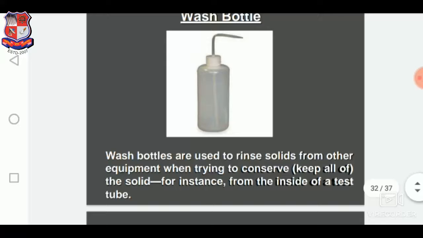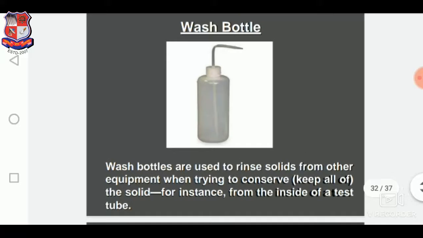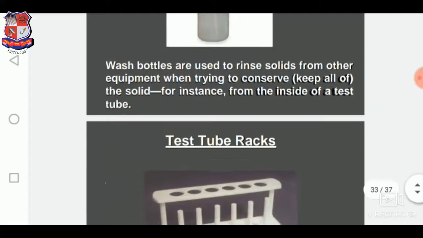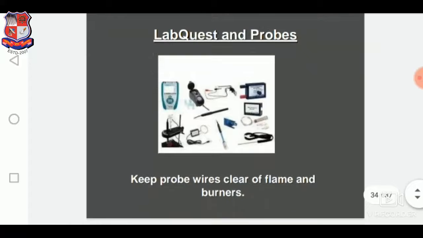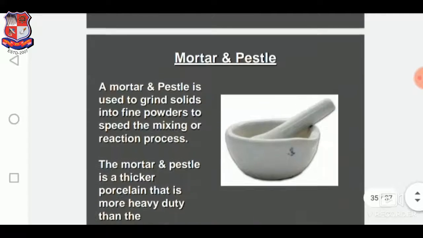Wash bottles. Wash bottles are used to rinse solids from other equipment when trying to conserve all of the solids, for instance from the inside of a test tube. Test tube rack again. Lab clamp wires. Keep wires clear of flames and burners because they are quite reactive. They may get damaged when in touch with the flame.